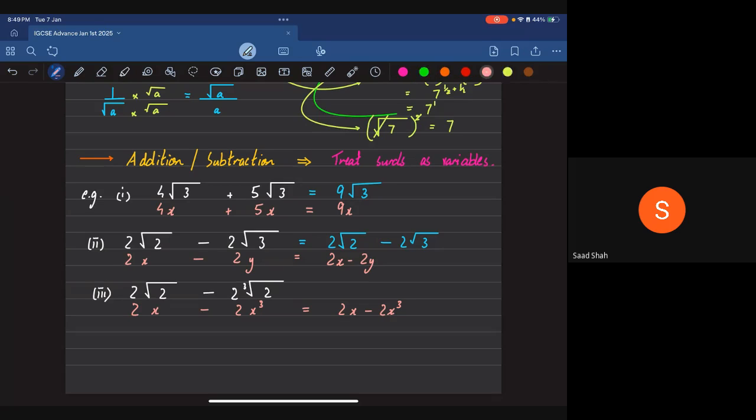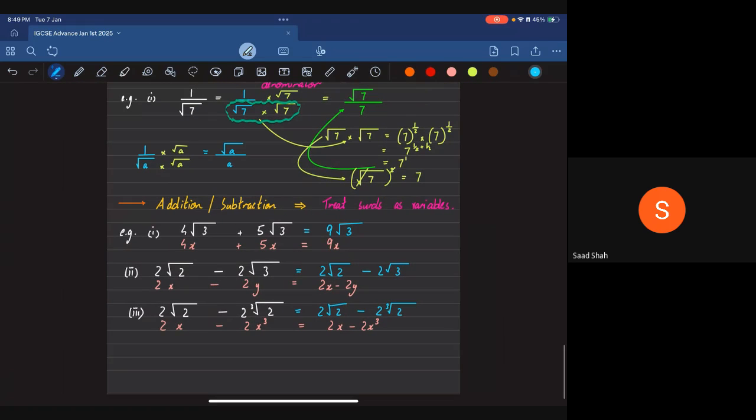The same goes with the third as well. So they need to be identical. Your surds need to be identical; they're simply treated like variables. Exactly how you would add or subtract a variable, you would treat your surd the same way as well. So it's going to be 2 under root 2 minus 2 under cube root 2. Any questions regarding this? Hopefully this is clear.